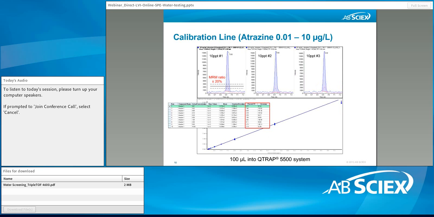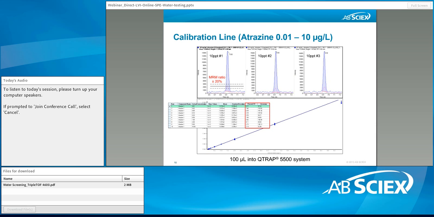Here's just one example of Atrazine, one of the pesticides which was part in that panel. You see the chromatograms of 3 injections at 10 parts per trillion in the top. We are still quite a little bit far away from the limit of quantitation. We probably had an LOQ here of 1 or 2 nanogram per liter.